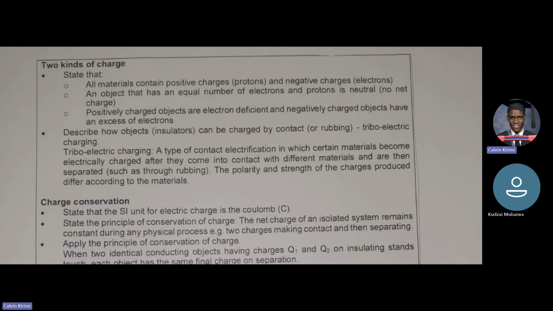And then insulators, you know the definition of insulators. They don't conduct electricity, isn't it? Yes, sir.